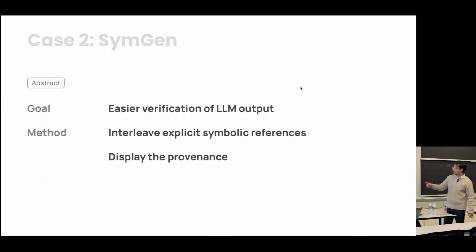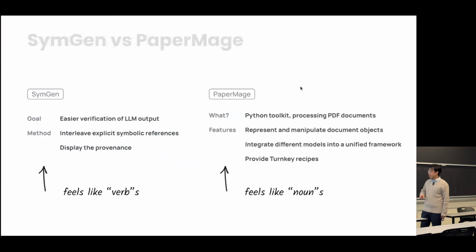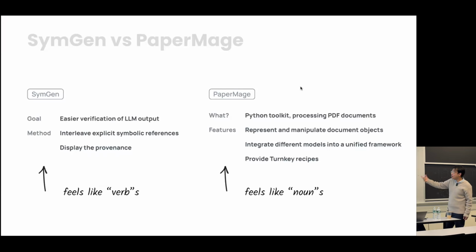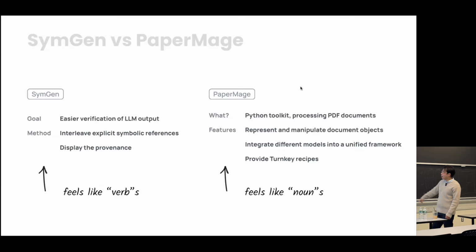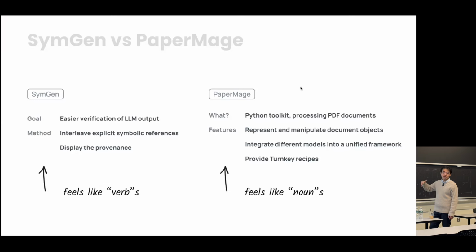So if we take the bullet points together, the goal is easier verification of the LM output. The method is to interleave explicit symbolic references and display the provenance, which are the three key things. I want to mention, like Josh just mentioned, the problem of understanding the whys. In the SymGen example we are slightly focused on the whys, and each of the bullet points feels like verbs: easier verification, interleave, display. But the PaperMage one feels like nouns. It's just a Python toolkit that can do stuff, but it feels like static objects. So there are nuance differences in these two examples.